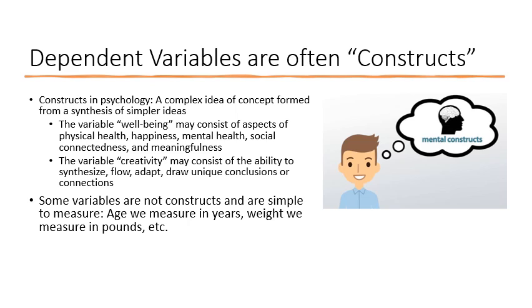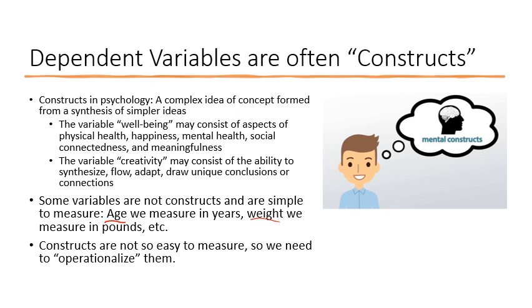Some variables aren't constructs, and they're simple to measure. Age is a variable, easy. We measure it in years. Weight, easy. We measure it in pounds. We have scales. But these psychological constructs are tougher. So we need to operationalize them or make some decisions about how to measure them.